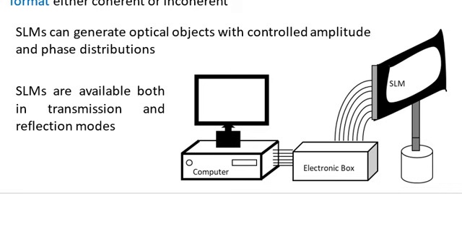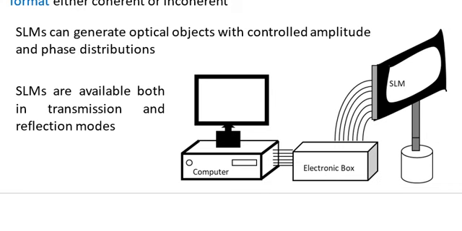SLMs are available both in transmission and reflection modes. You can see in the picture that there is a computer connected with an electronic box, and that electronic box is connected with the SLM screen, which is mounted on an optical stand or optical mount. So the patterns can be designed on the computer, and then transmitted through the electronic box to the SLM. So the SLM is in the transmission mode in the case shown here.